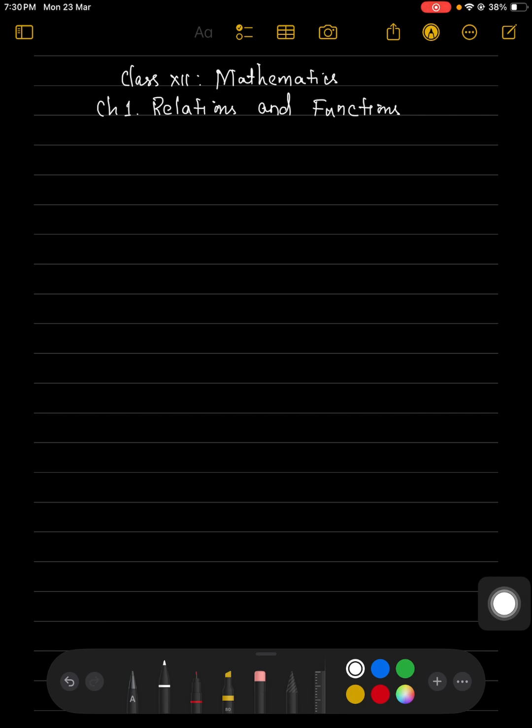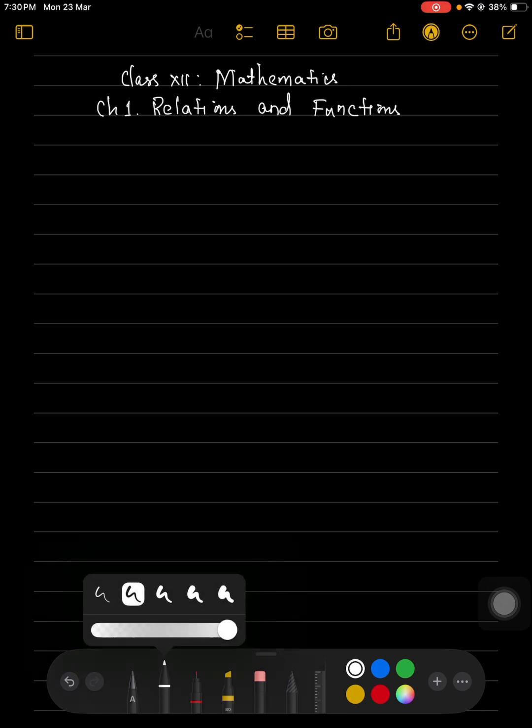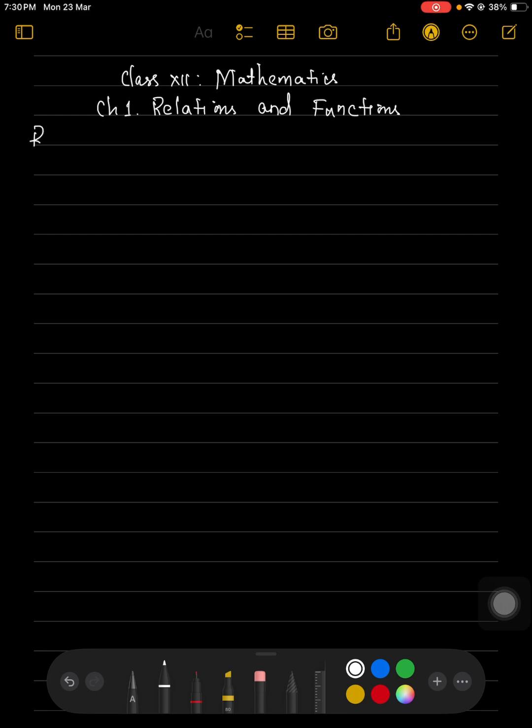Good evening everyone. Today let us see the introduction for chapter 1, relations and functions, from class 12 mathematics. Before we begin with the things related to class 12, you need to remember and recall what is a relation that you have studied in class 11. Let's see what it is. Relation.